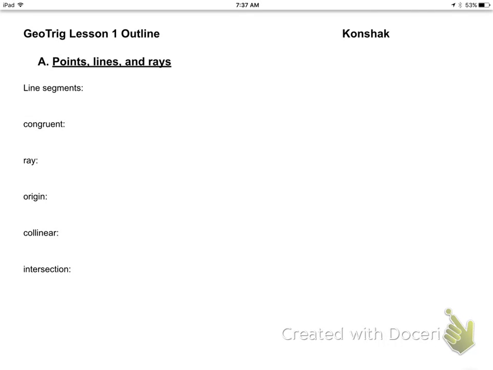This is geotrig lesson 1, day 1. So first part here we're going to talk about is points, lines, and rays. So we have some definitions here that we should fill out. Maybe I'm actually thinking of adding one extra one here, and that is, what's just a line in general?